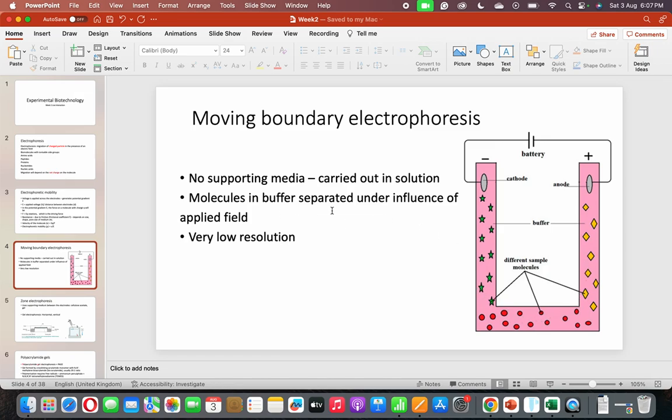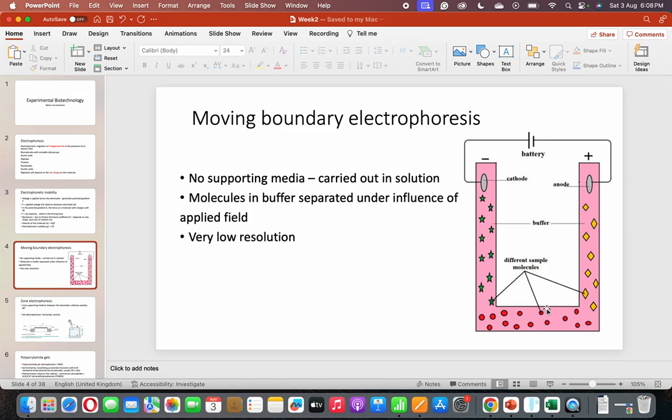Okay. So molecules in a buffer are separated under the influence of the applied field. This whole U-shaped tube is filled with buffer in which I have different molecules. Here there are some positively charged molecules, some relatively neutral molecules, and some negatively charged molecules. I have two electrodes immersed in the buffer, and according to the charge, these molecules move towards opposite electrodes. But you can see that this will be a very low resolution, right?